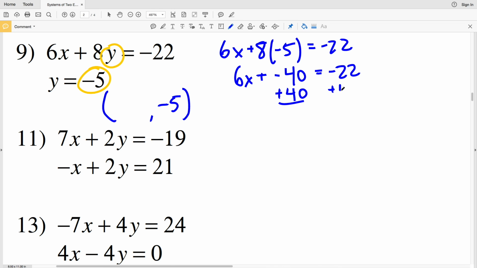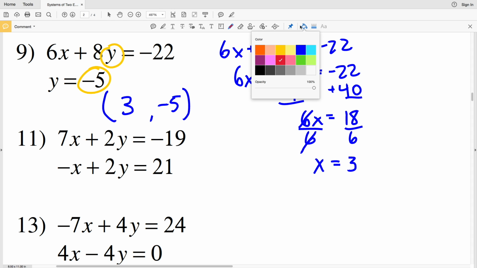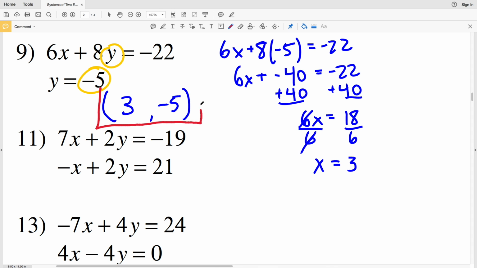Now when I add 40 to both sides, I'll get that 6x is equal to negative 22 plus 40, which gives me a positive 18. And when I divide by 6, which will help me isolate my x on my left-hand side, I'll get that 18 divided by 6 is equal to 3. So 3, negative 5 is my solution in number 9.